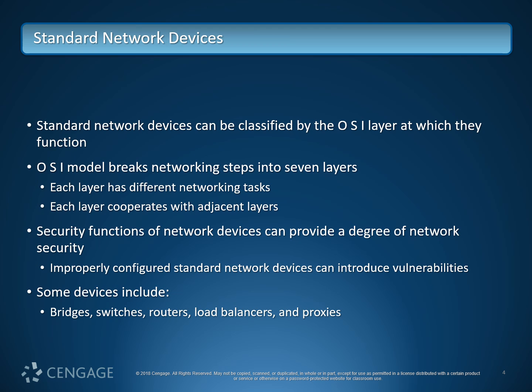Now, standard network devices can be classified by the OSI layer at which they function. The OSI model, as we know, deals with 7 different layers. So we break these networking steps down into the 7 layers and identify the cooperative tasks of adjacent layers and the specific networking tasks for each individual layer. The security functions of network devices can provide a degree of security, but again, must be configured properly so that we don't introduce vulnerabilities. So I talked about switches and routers a second ago, but we also have things like bridges, load balancers, and proxies. These can also be devices that can help us to improve security.